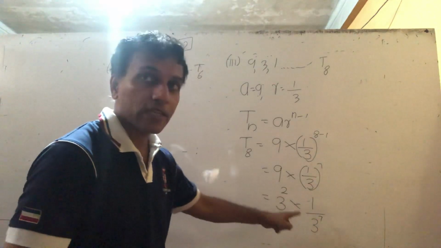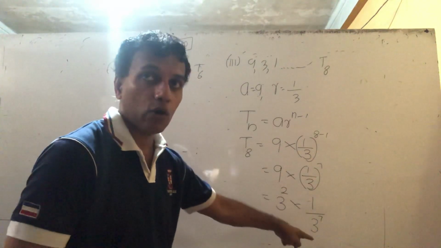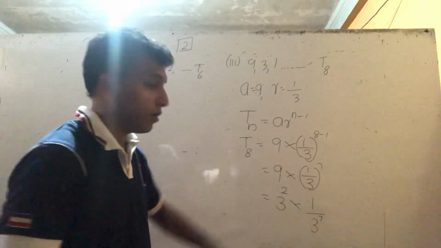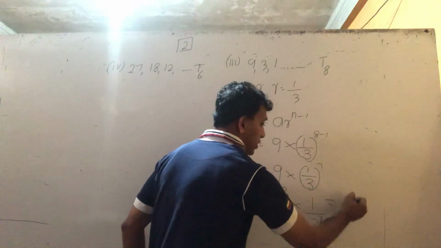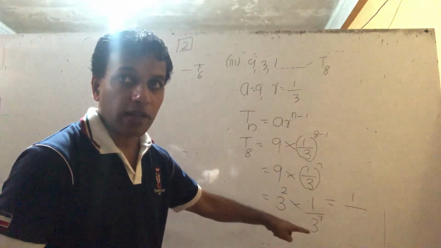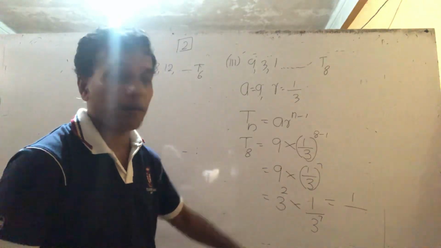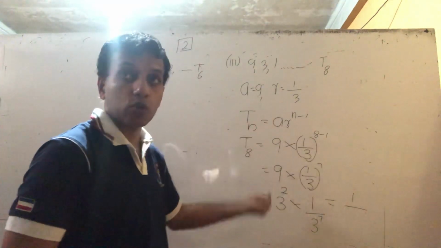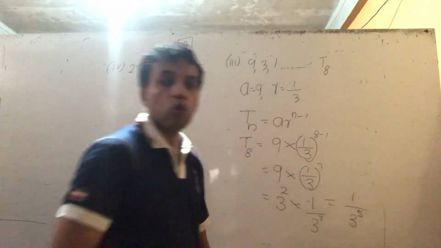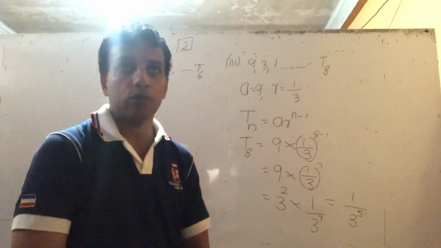Now use the integers rule. Up and down, numerator, denominator. When dividing, subtract the power. So what's the answer? 1 over, below is the largest power of 3, which is 7. When bases are the same, subtract the power. 7 minus 2 is 5. So 1 over 3 to the power 5.